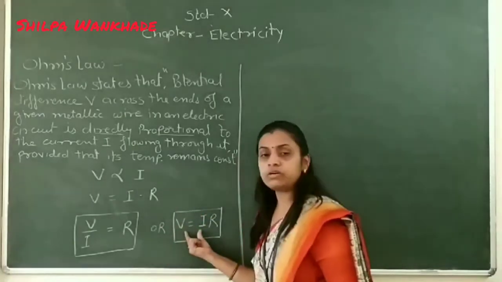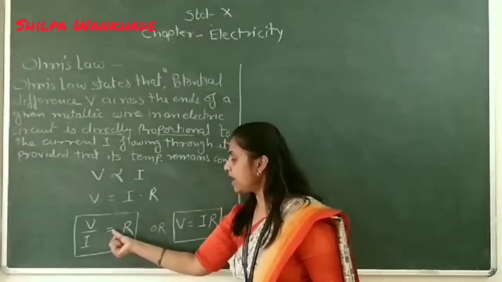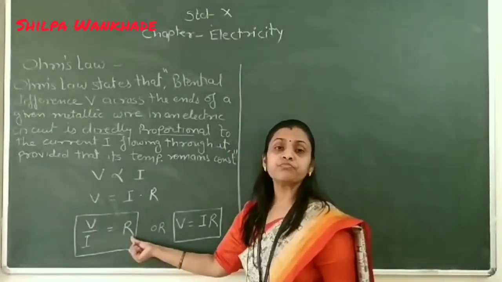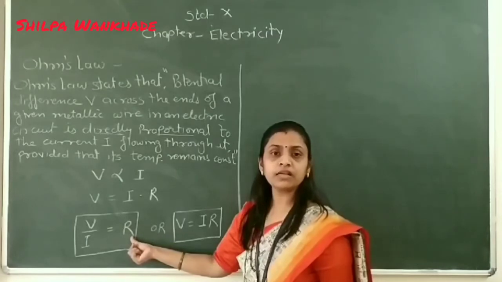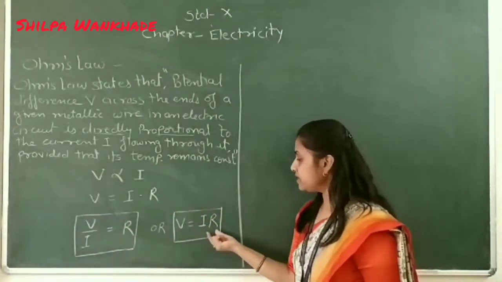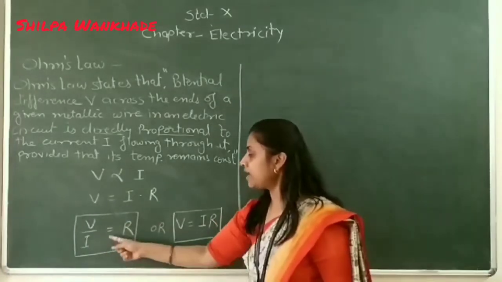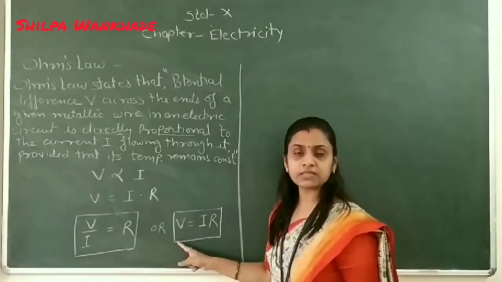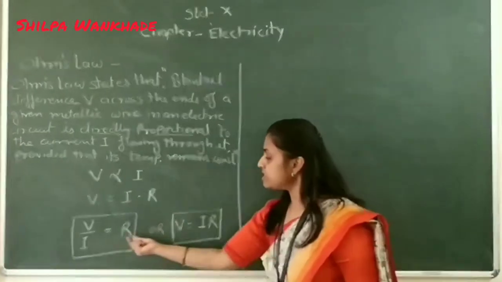So V is equal to IR, or V by I is equal to R, is the mathematical expression for Ohm's law. Now what is this R?